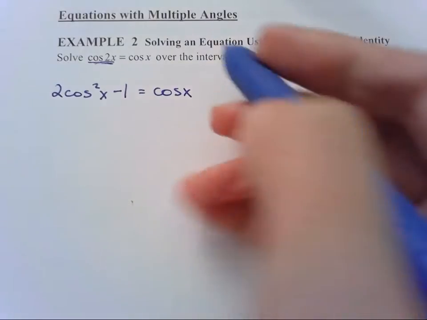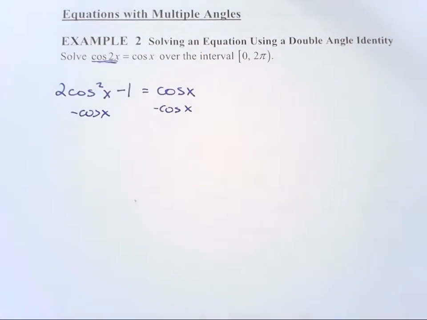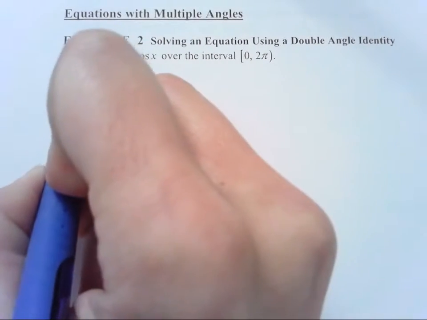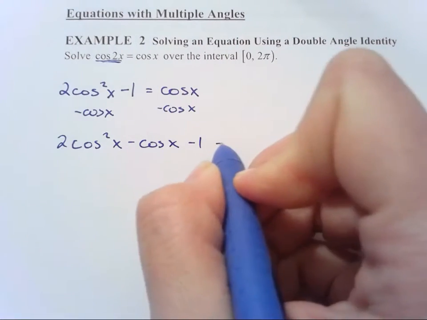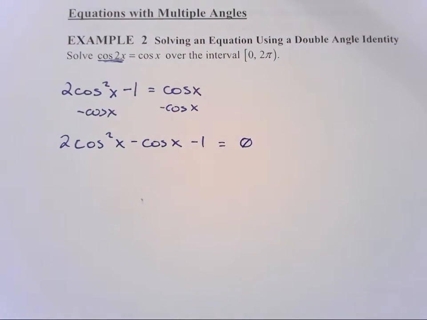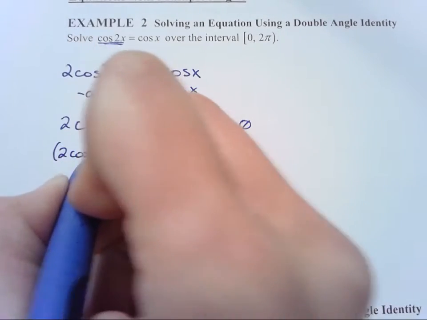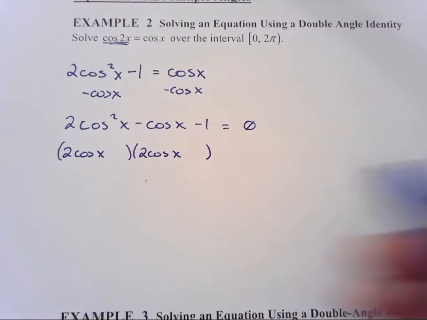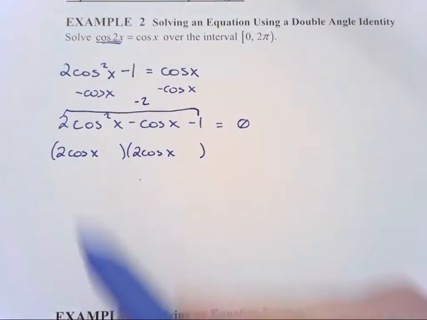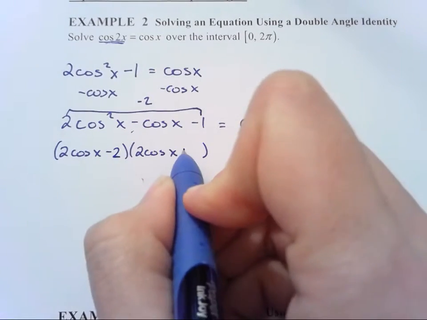Now this one's quadratic at this point. So I subtract cosine x from both sides. That gives me 2 times cosine squared x minus cosine x minus 1 equals 0. And we factor this. 2 cosine x is 2 cosine x. Okay, what can I multiply to get negative 2 that I can add to get negative 1? Well, it's negative 2 and positive 1.